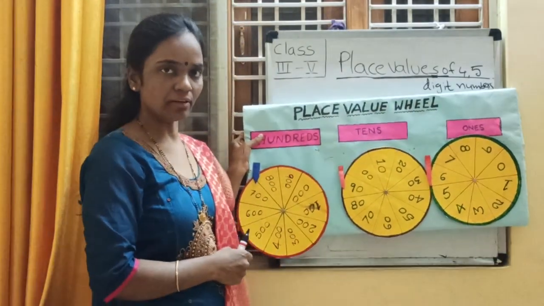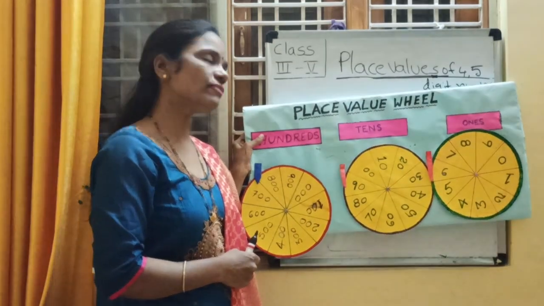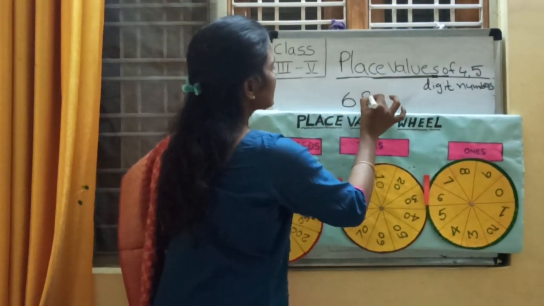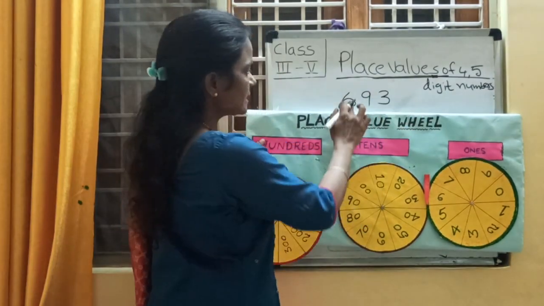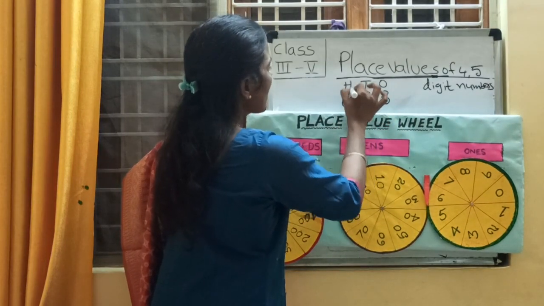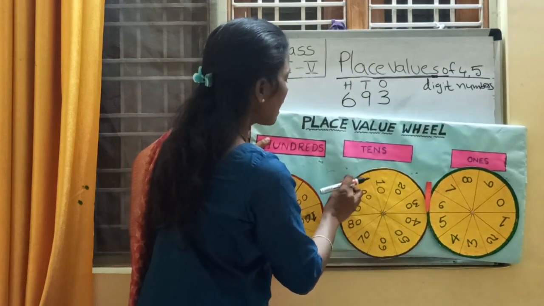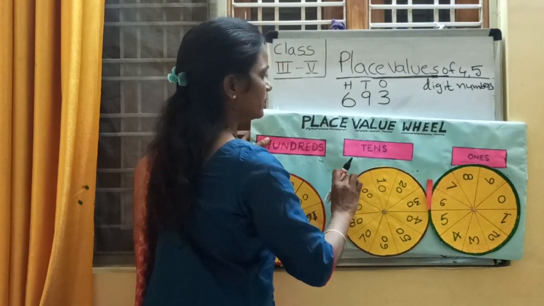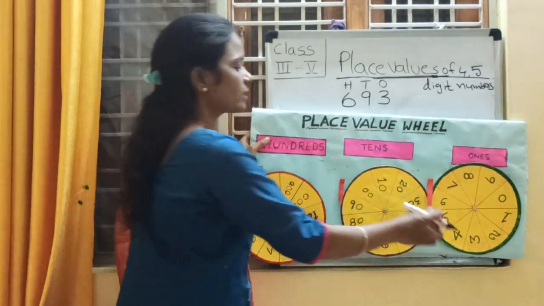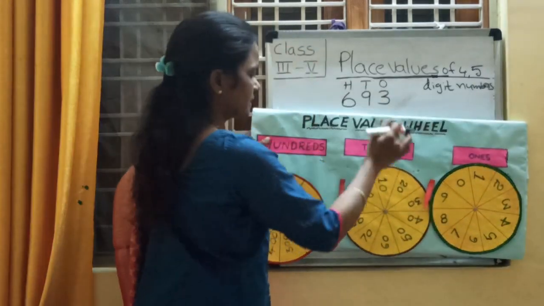Using this wheel, we can find the place value of a 3-digit number. Take a 3-digit number, 693. Ones place, tens place, hundreds place. Now here we have 3 wheels. This is ones wheel, this is a tens wheel and this is a hundreds wheel. By rotating this wheel we can show the place values of those digits.